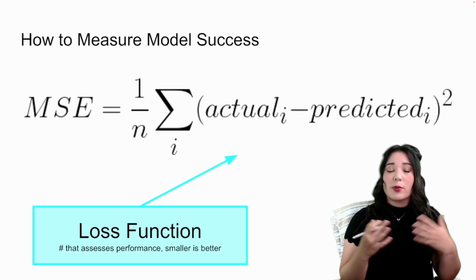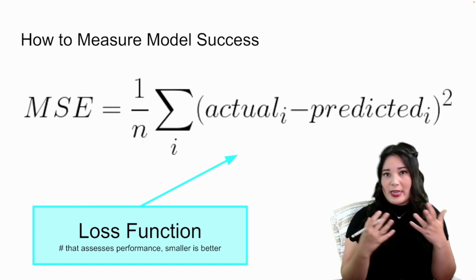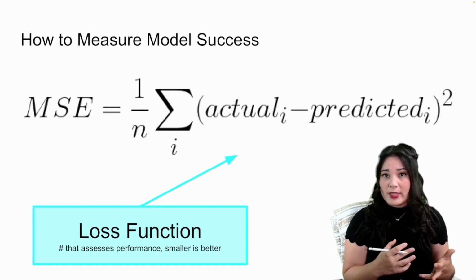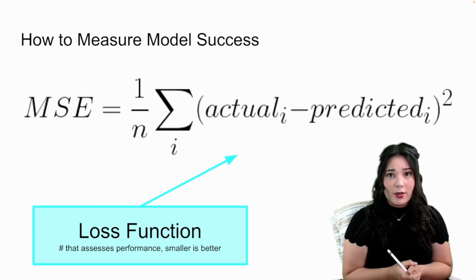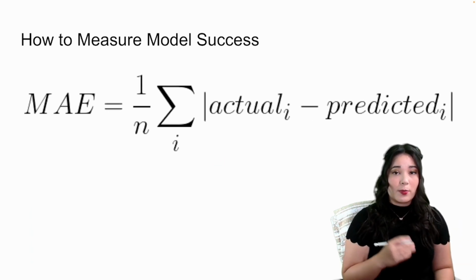Mean squared error is a perfect loss function because it does exactly that. The mean squared error is a number that tells us how well our model performs, where a lower value means better performance. In fact, a mean squared error of 0 means we're making perfect predictions. But this isn't the only way we can measure the performance of our model.